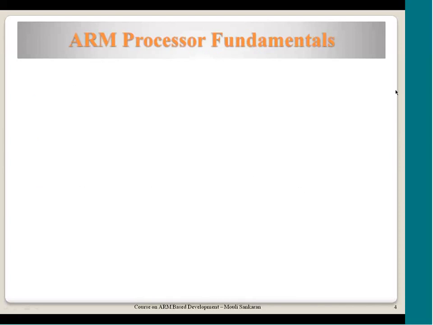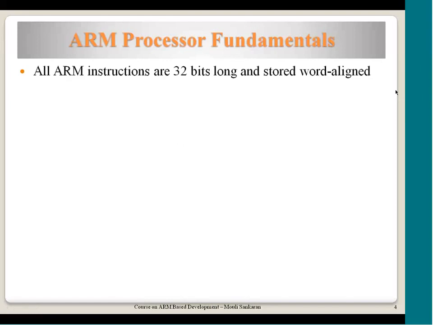Now to start with, let us again refresh the fundamentals on which the ARM processor is designed. All of you are aware that the ARM instructions are all 32 bits long, so they are all aligned on word, that means the 4-byte boundaries. The instructions can be only on 4-byte boundaries, and all of them are of 32 bits length.